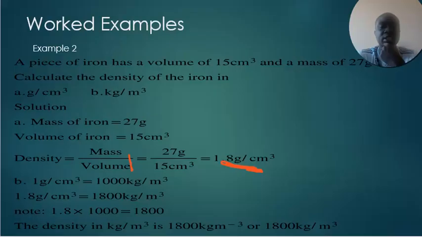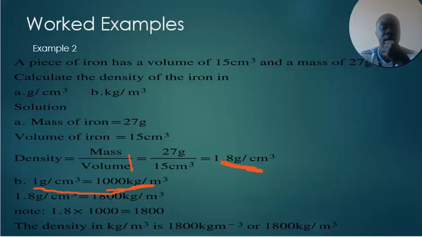Now, if you want to find the second one, which is kilogram per meter cube, then you have to use this conversion. Previously we said that when you want to convert from gram per centimeter cube to kilogram per meter cube, you multiply whatever value you have by 1,000.